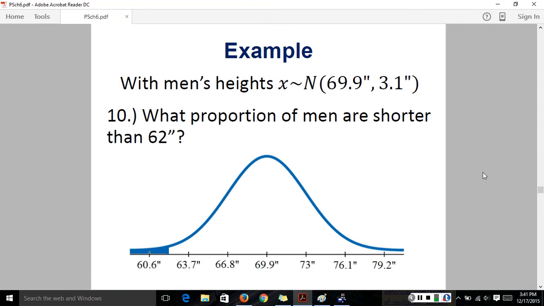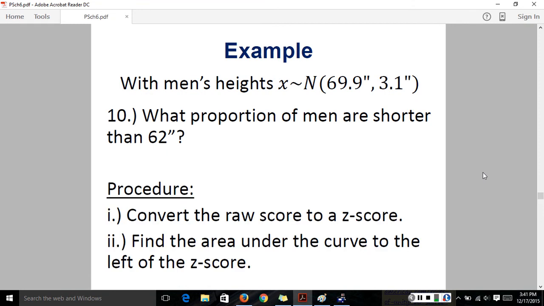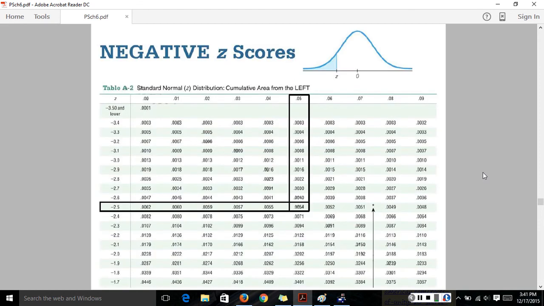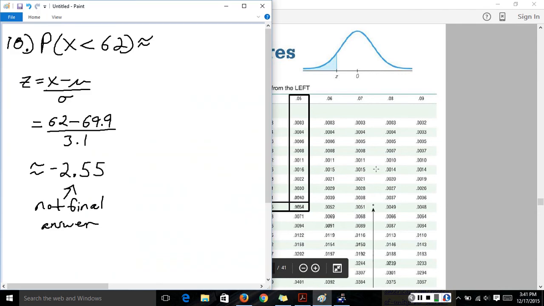Well, I know how to look up a z-score. I just look at the table. That's the procedure. We convert the raw score to a z-score or standard score, find the area under the curve to the left of that z-score. So I go over to my negative z-score page, find negative 2.5, line that up with 0.05, and match it up to 0.0054. That is my answer.